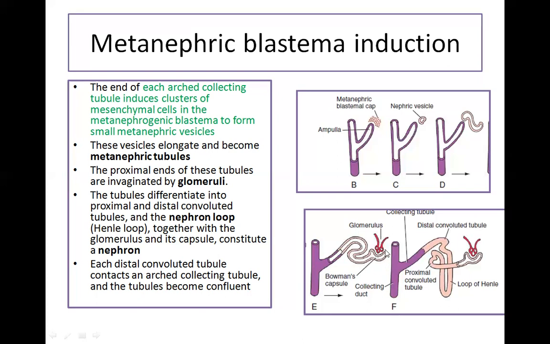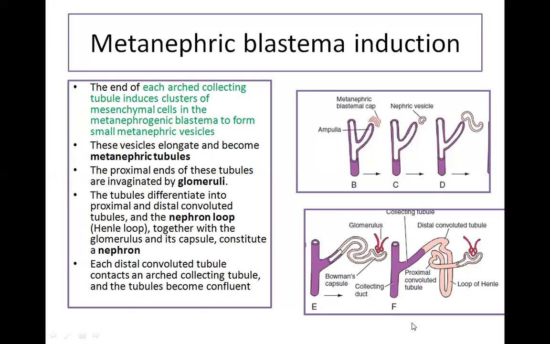So functional glomeruli will be forming. So the tubules differentiate into the proximal convoluted and the distal convoluted tubule and the loop of Henle as well, by continuous elongation of these nephric vesicles. So each distal convoluted tubule contacts with this arched collecting tubule, and then they will become confluent, or continuous with each other.